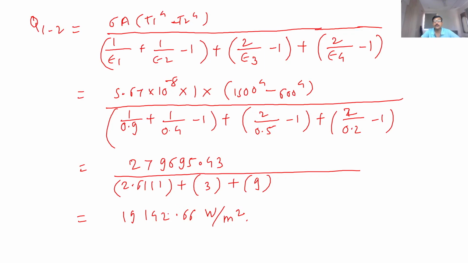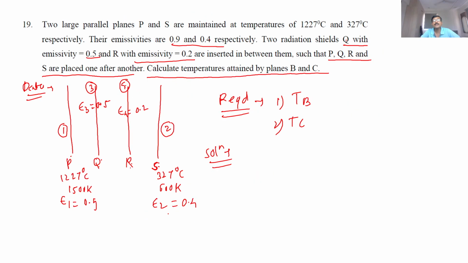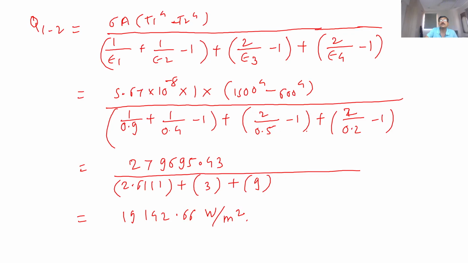But this is not asked to you. Sorry, this is not the answer. What they have asked to you? They have asked temperature of, sorry, not B. This is wrong. Temperature of not B and C. They have asked temperature of shields. So Q and R. This is Q and R. Please make the change in the problem. It is not B and C. It is Q and R. So it is T of Q and T of R. They have asked T of Q and T of R. So how to get that?